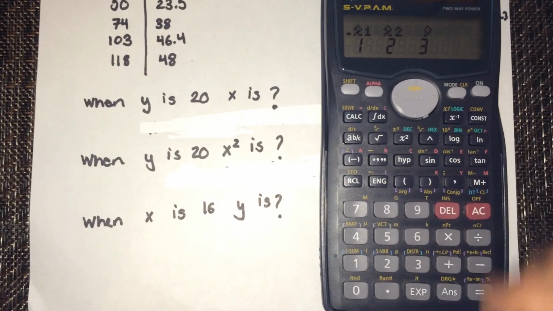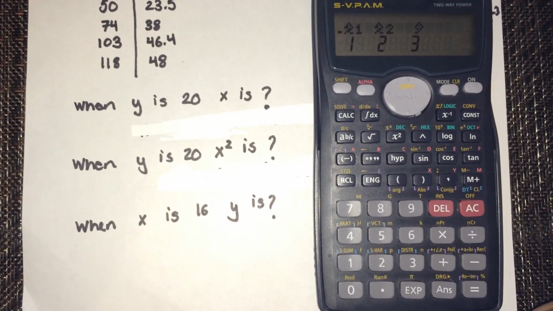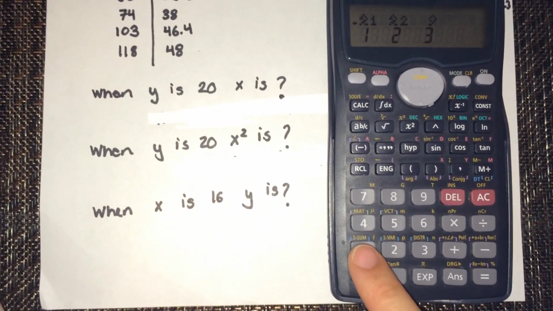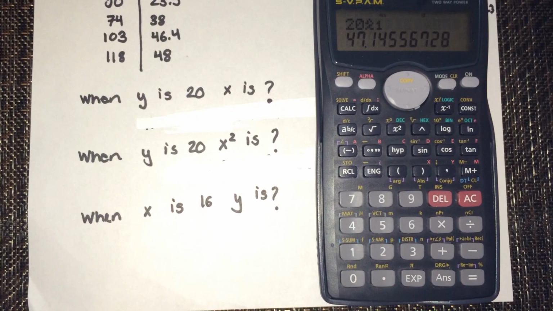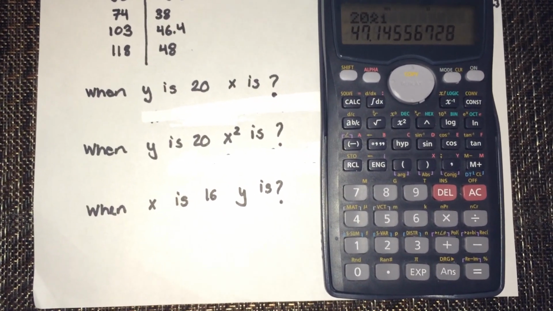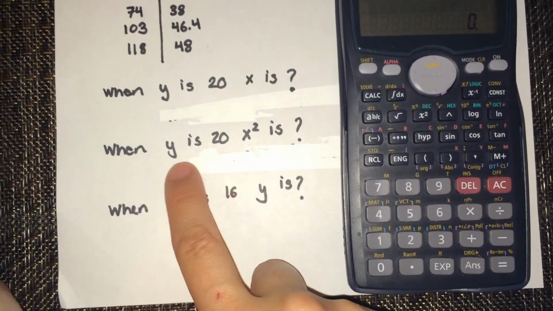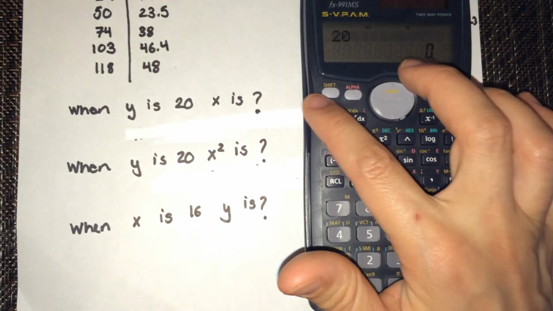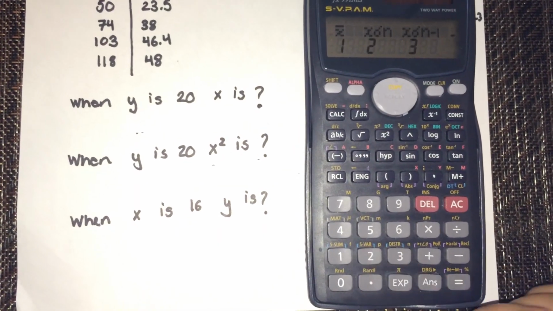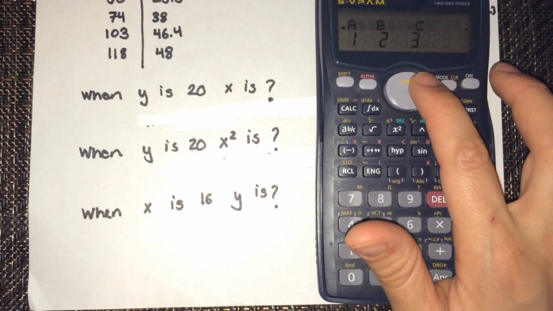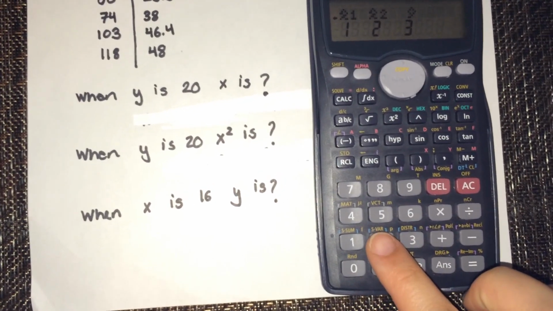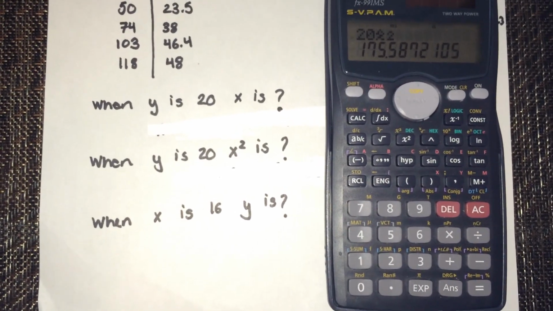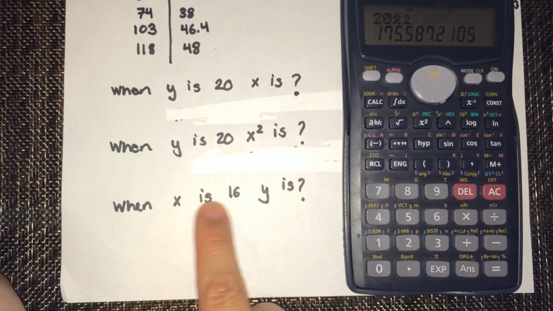x1 just means x, so hit 1. And that's your x value. So again, if you want to find, when y is 20, what x is, enter the number first, hit shift, S variable, scroll to the right until you see that, select 2, and enter. So it's 175.58.